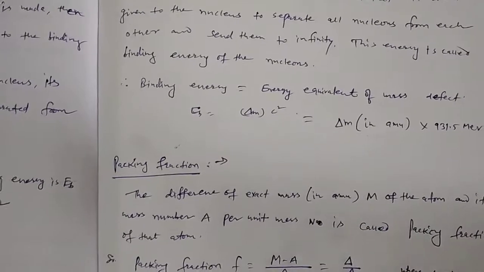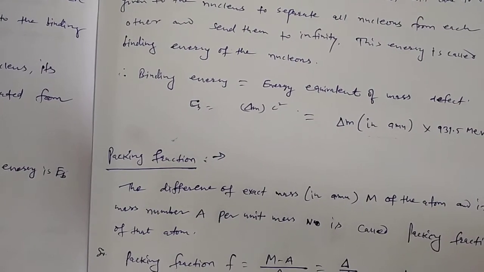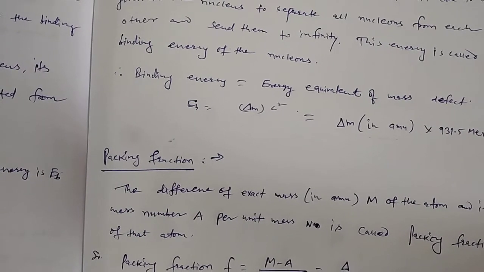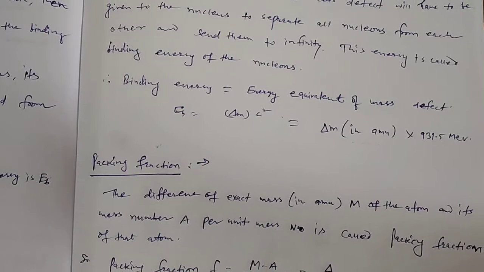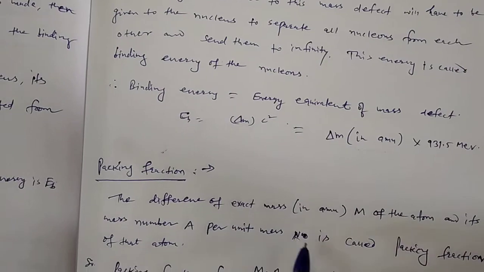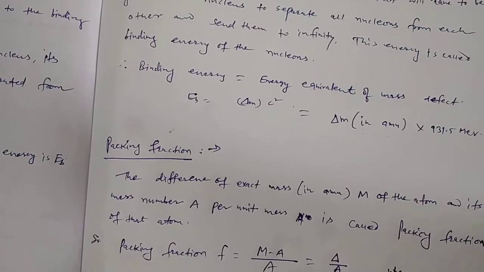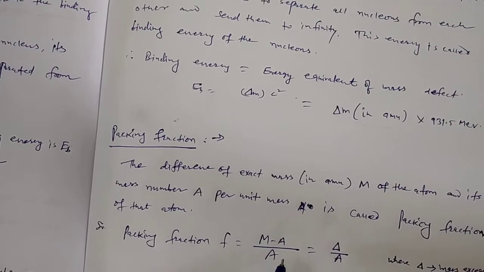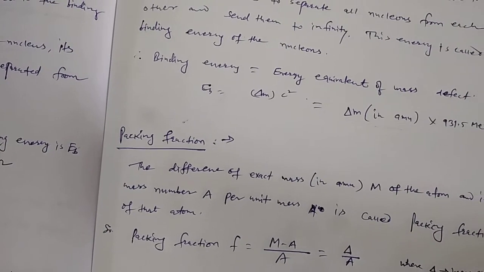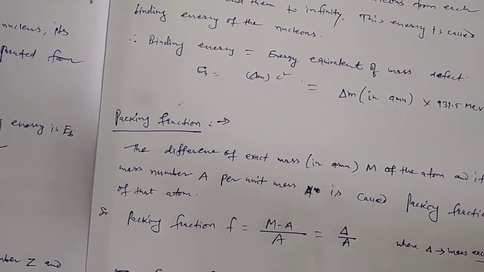Now packing fraction. Packing fraction is defined as the difference of the exact mass M of the atom and its mass number A, per unit mass number A. So packing fraction is f = (M − A)/A, and delta is the mass excess. By definition, we take packing fraction 0 for the carbon atom.